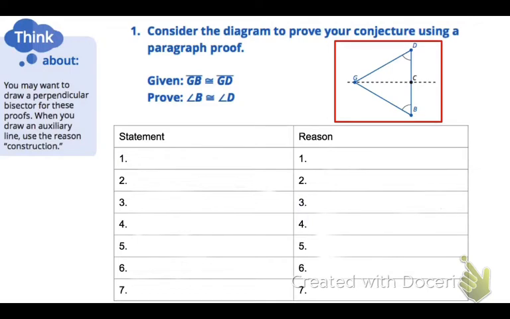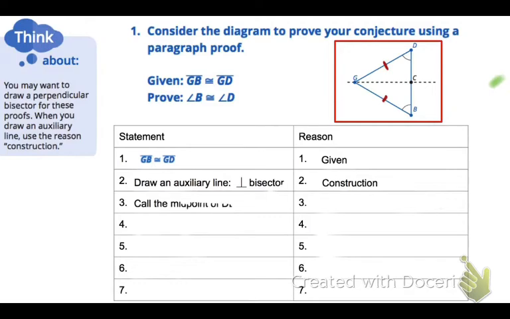I'm not going to waste time with that because you should know if you've been watching the videos. Alright, so right now I'm going to label what I know: this is congruent to this because that's given to me. So my reason for saying that GB is congruent to GD is because that is given. Now from there, I have my auxiliary line. I drew an auxiliary line which was a perpendicular bisector, and the reason is because I did a construction.